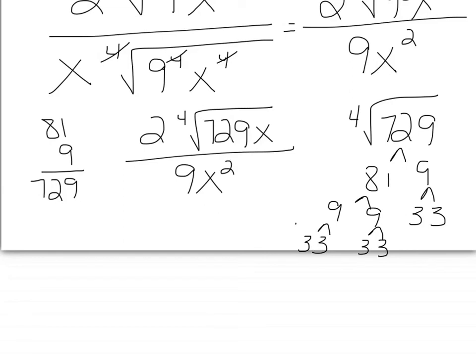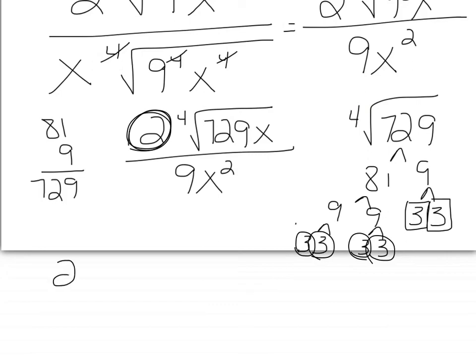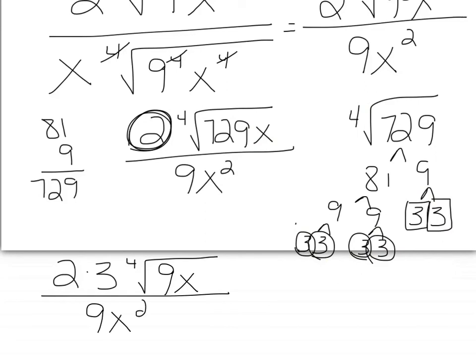Now, because my index is 4, I need a number to repeat 4 times in order for me to be able to bring it out front. So 1, 2, 3, 4. I can bring 1 3 out front, and I have 2 3s left behind. So don't forget about this 2 right here, okay? So I have 2 times, I'm going to bring a 3 out front because of those 4 3s. And then I have the 4th root of, I'm left with 2 3s on the inside and an x. So 3 times 3 is 9x over 9x squared.